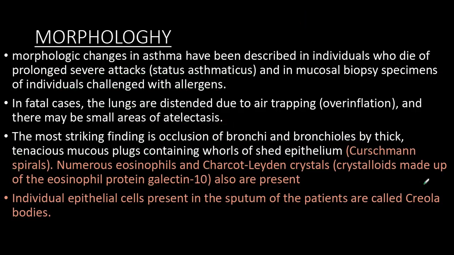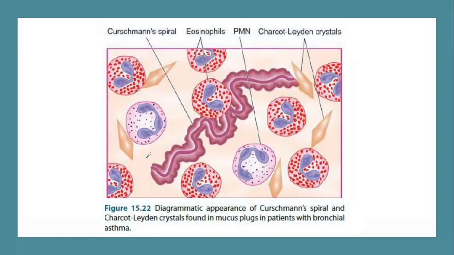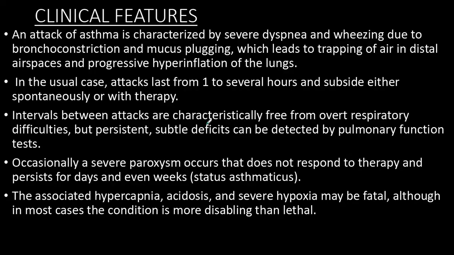So here they are. These are the Curschmann's spirals. Okay, you can see it's a spiral. Here you can see the Charcot-Leyden crystals made up of galectin-10 from the eosinophils. You can also see eosinophils and the polymorphonuclear neutrophils. Okay, and this is a sputum.